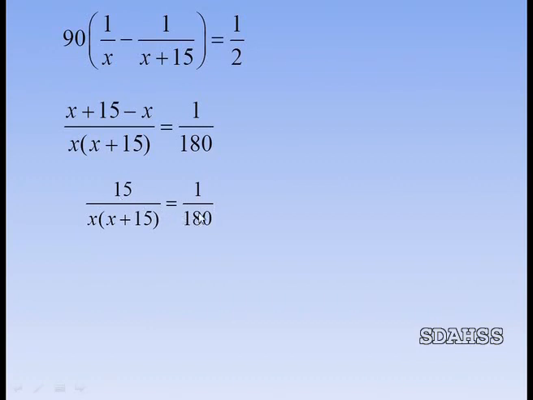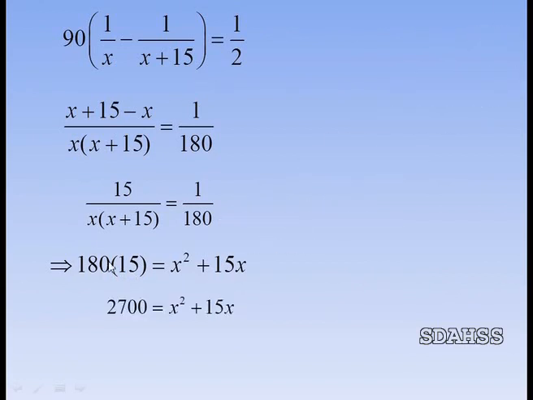Cross multiply. 15 into 180 equal to x into x plus 15. Multiply this x inside the bracket. So this becomes x into x, x square, plus x into 15, 15x. So this equation can be written as x square plus 15x is equal to 180 into 15. 180 into 15 is 2700, equal to x square plus 15x.